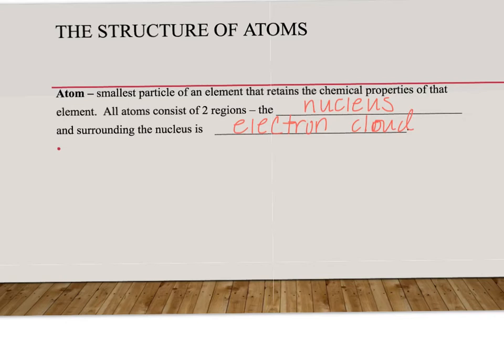And so, of course, we know from our studies of science in probably junior high and even younger that the atom is the smallest particle of an element that retains the chemical properties of that element. All atoms consist of two regions: the nucleus, and surrounding the nucleus is the electron cloud.